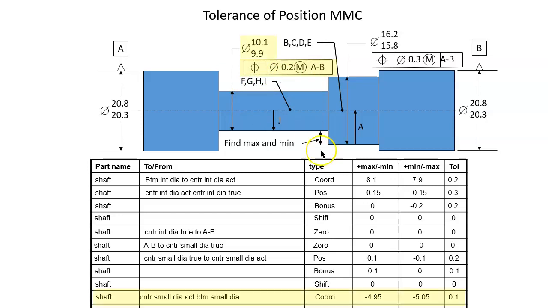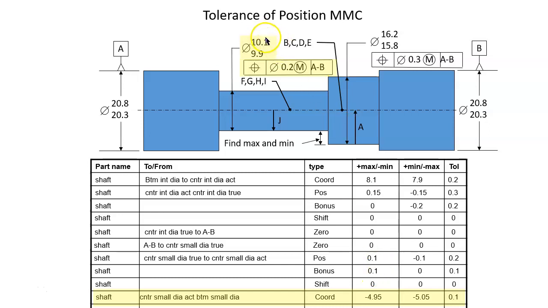So we're going to take a look at this. This is an external feature of size. So the big number is where we went through the MMC radius of our considered feature size. So we're going to put 0 bonus in that column. This is the small number where we went through the LMC radius of our considered feature size. We're going to put our max radial bonus in this column.